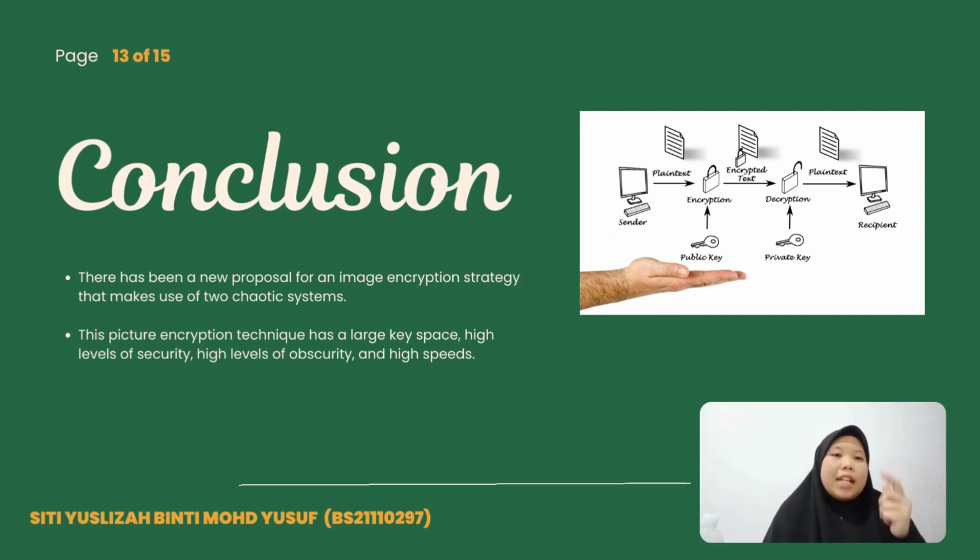So the conclusion for this article of image encryption based on the general approach for multiple chaotic systems is, the first thing is there has been a new proposal for an image encryption strategy that makes use of two chaotic systems, which are the Rossler chaotic system and Lorenz chaotic system. And the second point is, this picture encryption technique has a large key space, high levels of security, high level of obscurity, and high speed.